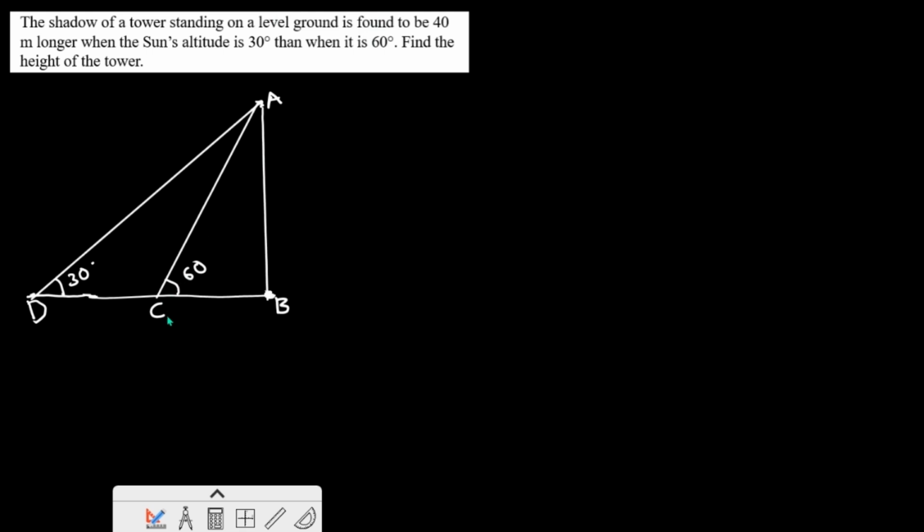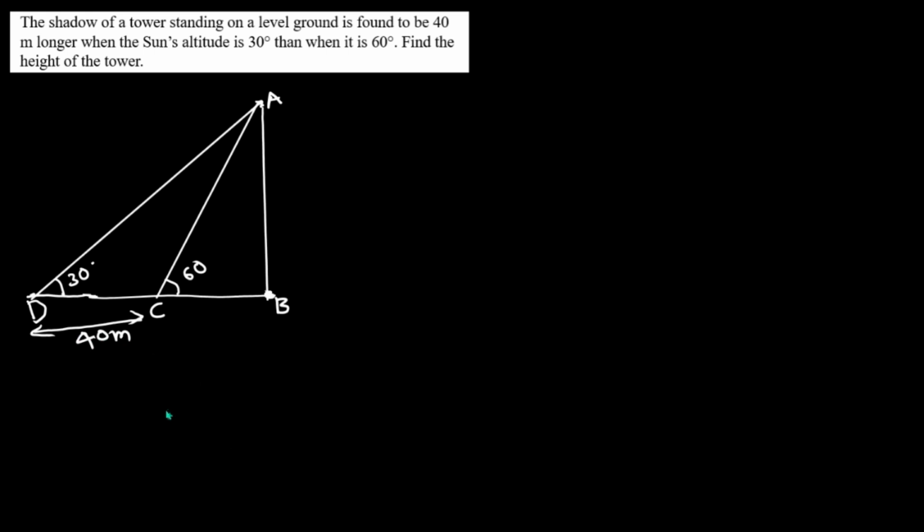But when it is at 60 degrees, the shadow of this tower is BC. But when it is 30 degrees, much closer to the horizontal, we see the shadow of the tower falling at the point D. So what is given: when observed at 30 degrees and 60 degrees, the difference in shadow observed is 40 meters. So the distance between C and D is 40 meters. This is what is given in the problem, right?